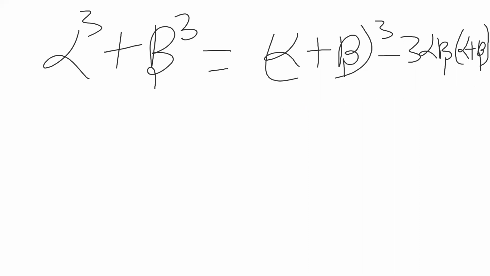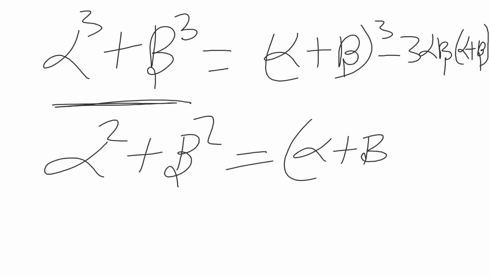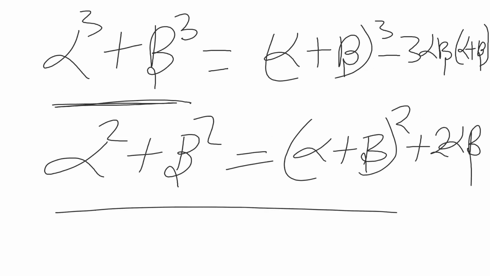Most of the time, these are the common identities that you have. This one has the power 3, that one the power 2. These are the common ones that you get, and you consider the one that is straightforward. Just know these two identities, the one that says alpha plus beta squared equals alpha squared plus beta squared plus 2 alpha beta. If you know these two, the rest will flow straight.